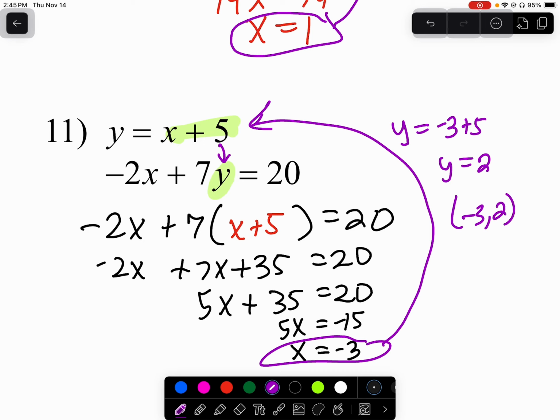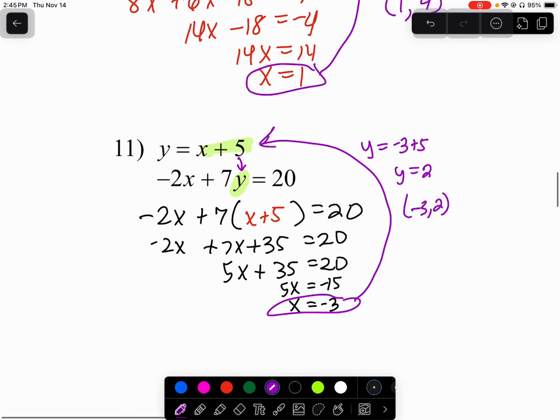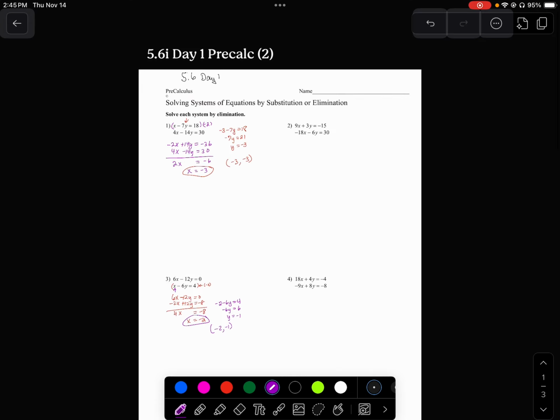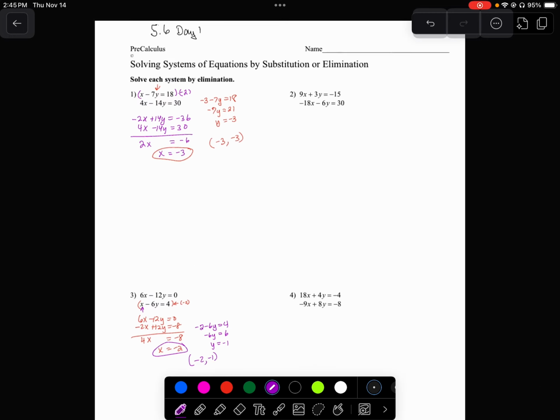Now the reason we're reviewing this is because on our next lesson, we are going to do nonlinear systems. So we're going to look at systems that aren't lines, maybe a circle and a line are intersecting, a parabola and a line, a parabola and a circle, stuff like that. So we're going to practice the easy ones in this lesson, and then we'll take it a little further next. So it is your job to finish 10 and 12 and 2 and 4 by the end of class and get that turned in. So there you go.